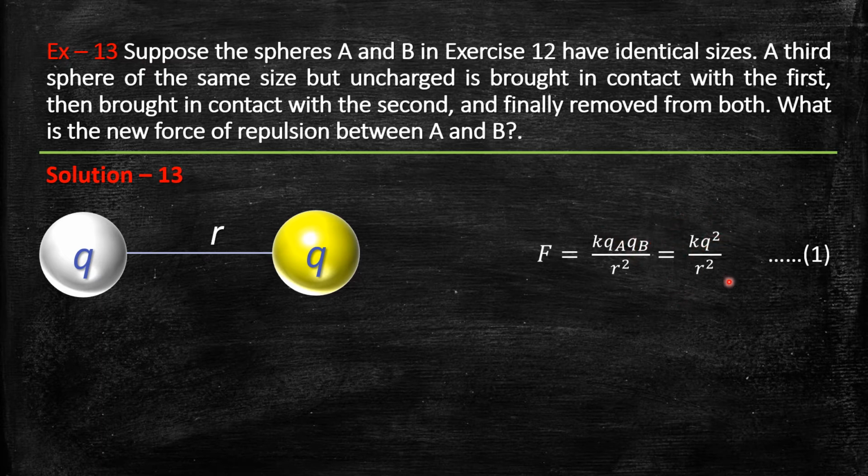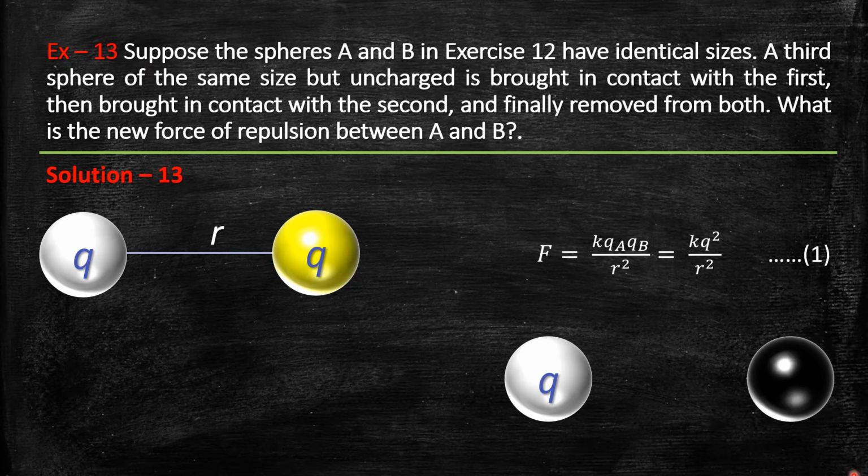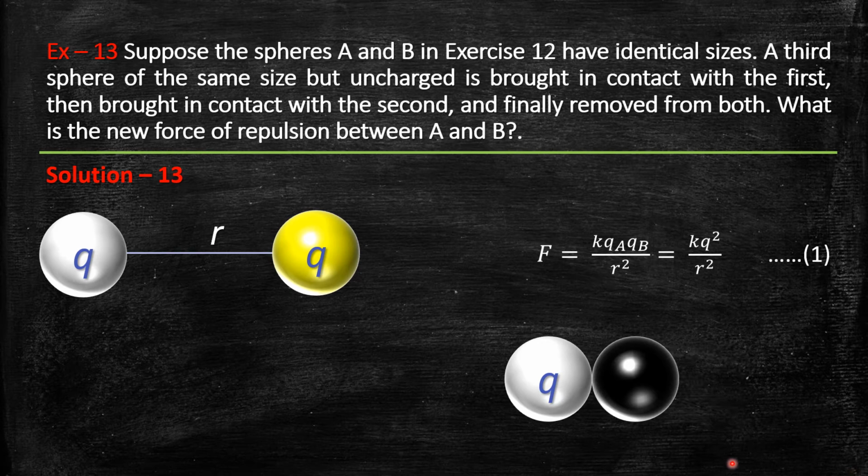Very simple. What next? Now we are told that a third sphere of the same size but uncharged is brought in contact with the first one. So what will happen if I take the first sphere, say A, and put it in contact with another uncharged sphere? What do you think will happen? Now obviously this one has no charge on it, and so it will take some charge from Q. Now how much charge? Q by 2, Q by 2.